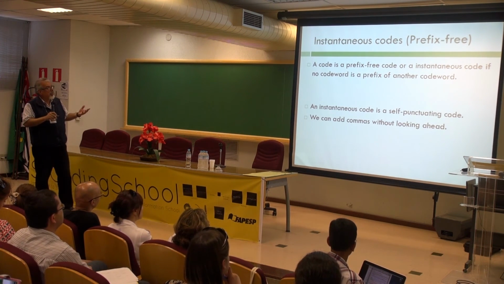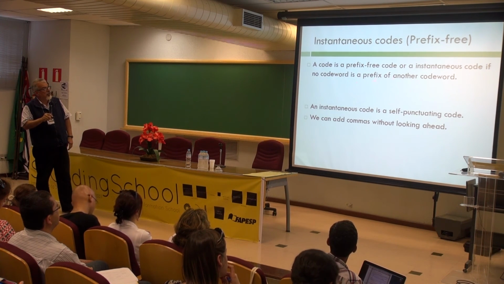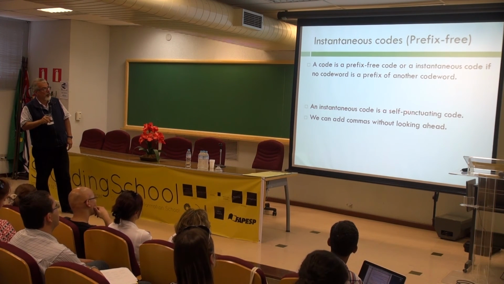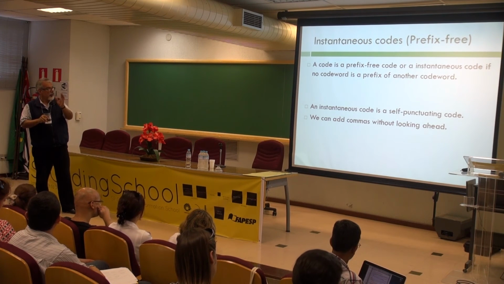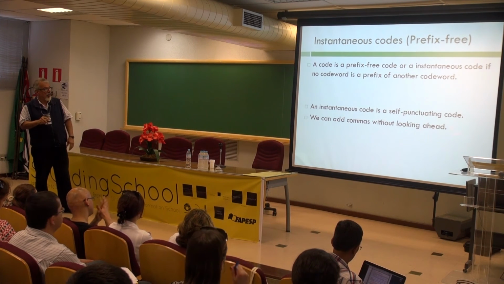Okay, so an instantaneous code or a prefix-free code is essentially a code in which no code word is a prefix of another code word. It's also called a self-punctuating code because you know the point of the end of each code word without having to look ahead. So you can add commas between the code words without looking ahead.